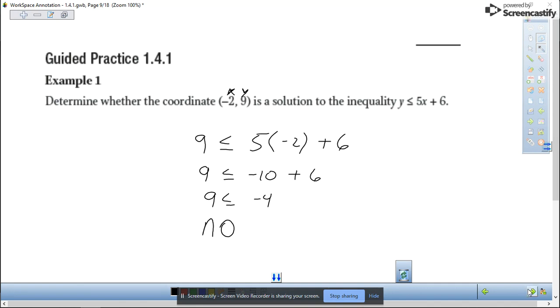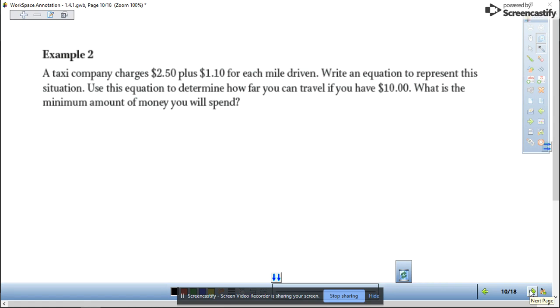So, rolling on into example 2. A taxi company charges $2.50 plus $1.10 for each mile driven. Write an equation to represent this situation. Use the equation to determine how far you can travel if you have $10. What is the minimum amount of money you will spend? All right, so here we go. You get in the cab and go somewhere. It's going to charge you $2.50.